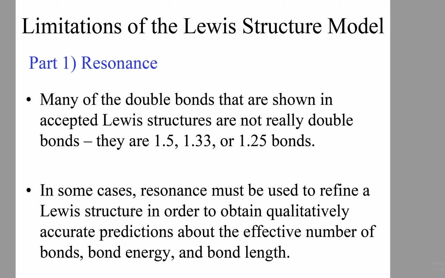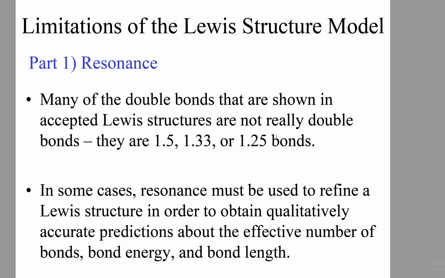So a couple of things going on with bond energies and bond lengths. There are a couple of limitations to Lewis dot structures. The first one is resonance structures. And so let's take a look at resonance, specifically the idea that many of the double bonds that are shown in the Lewis dot structures are actually not double bonds. They're going to be an average of these, the 1.5, the 1.33, and the 1.25.